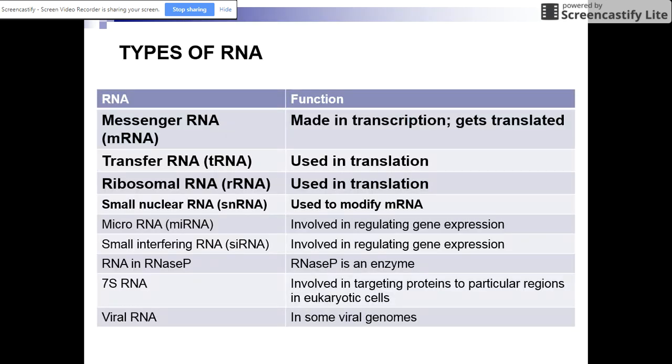Before we get into the process, I just want to use this chart to show you the different types of RNA. We've only mentioned one so far, and that's the messenger RNA, which is made in transcription, and it's what gets translated into protein. We will see these two types of RNA when we talk about translation. And we'll briefly mention this small nuclear RNA a little bit later in this PowerPoint. You're not going to be responsible to know these other types of RNA, but I just want you to be aware that there are multiple types of RNA.